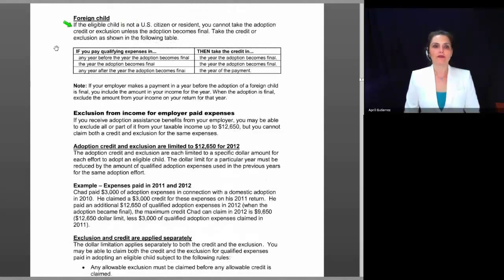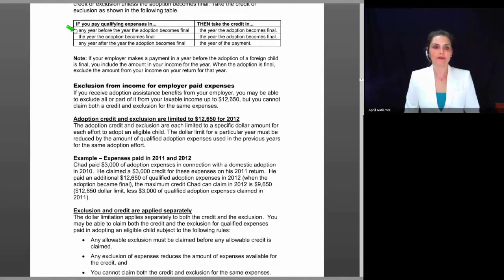Foreign child. If the eligible child is not a U.S. citizen or resident, you cannot take the adoption credit or exclusion unless the adoption becomes final. Take the credit or exclusion as shown in the following table. If you pay the qualifying expenses in any year before the year the adoption becomes final, then you take the expense in the year that the adoption becomes final. If you pay the expense in the year the adoption becomes final, you claim the expense in the year the adoption becomes final, and if you pay the expense in any year after the year the adoption becomes final, you take the expense in the year of the payment.